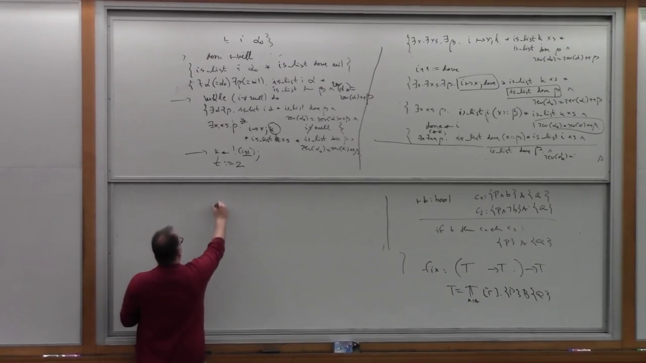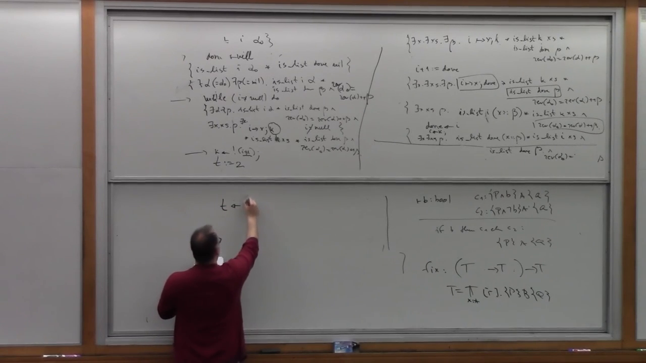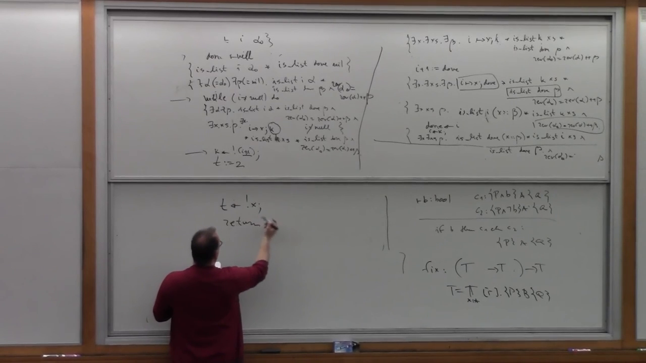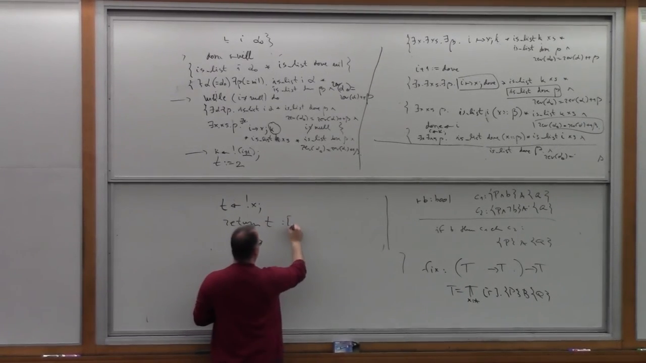Okay. We want to show this. If I read from X and then return that thing, I want to say that it has this type.